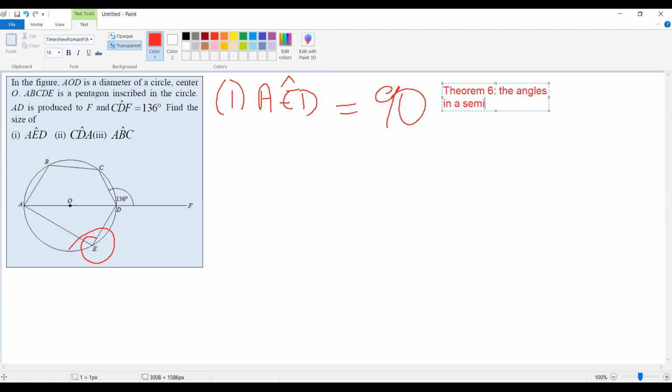in a semicircle is equal to 90 degrees. Degrees Celsius or Fahrenheit, Bala? It doesn't matter, it's just degrees. Very good, you are paying attention.